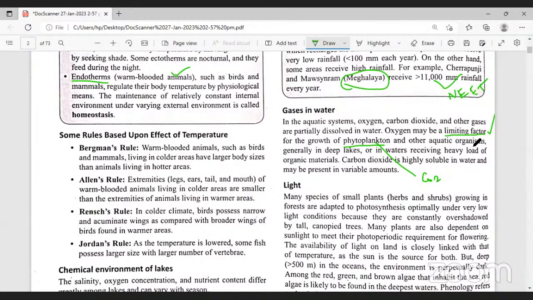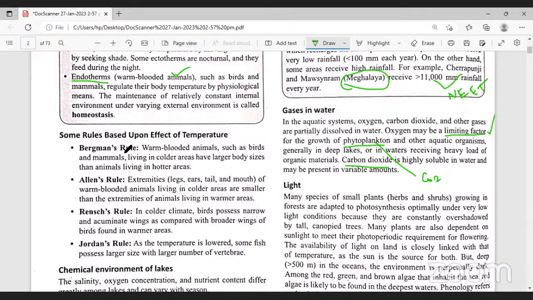Aquatic organisms generally live in deep lakes or in water receiving a heavy load of organic material. Carbon dioxide is highly soluble in water and may be present in variable amounts. This is very, very important. Okay, so this is another one.